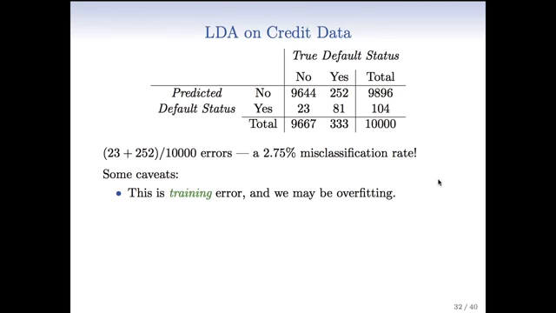Now, there's some caveats. This is training error, right? We fit the rule to these data, and now we see how well it performs on these data. So we may be overfitting. Well, we've got 10,000 training samples here, and we've only fit a handful of parameters. So it's very unlikely in this case that we're overfitting. For small training sets, that would be an issue, and you need to have a separate test set.